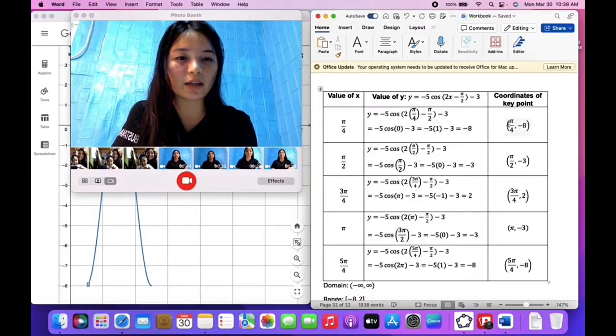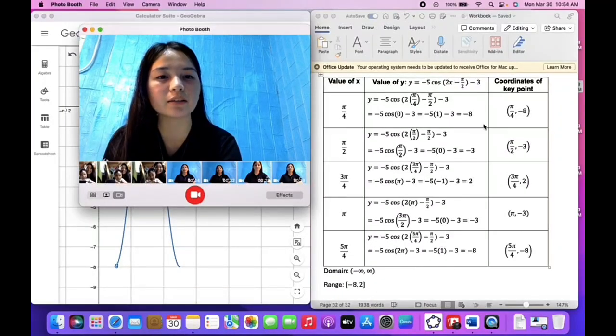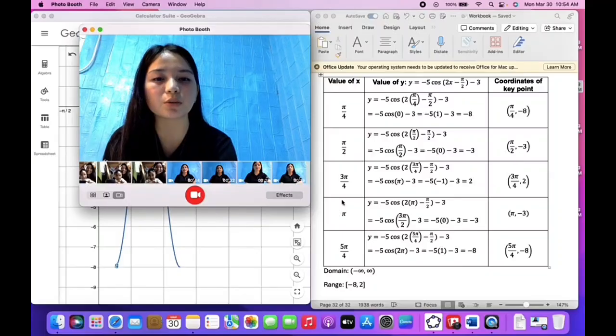So these are our coordinates: pi over 4 is our x and negative 8 is our y. For the remaining y-values, we will just substitute our x values into our function, and we can now have our coordinates and plot our graph.